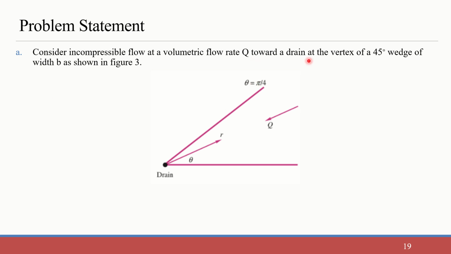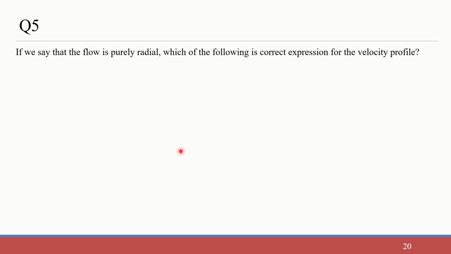Consider incompressible flow at a volumetric flow rate Q directed towards a drain at the vertex of a 45 degree wedge of width d, as shown in the figure. So this is the figure. All the subsequent problems will have questions based on this particular figure. Now we are just going to see question 5.